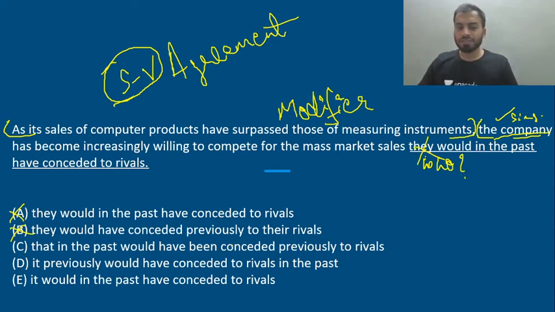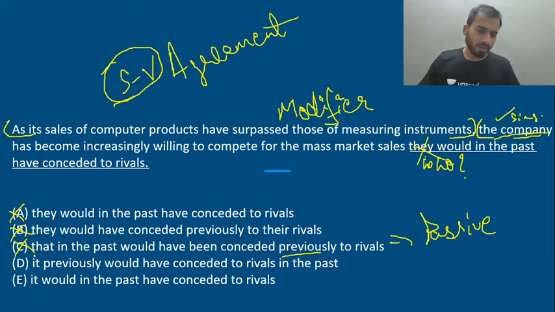That in the past would have been conceded previously to rivals. This is again passive voice. This is changing the voice of the sentence, right? It's changing the voice of the sentence. So we eliminate option C as well. It previously would have conceded to rivals in the past. It would in the past have conceded to rivals.